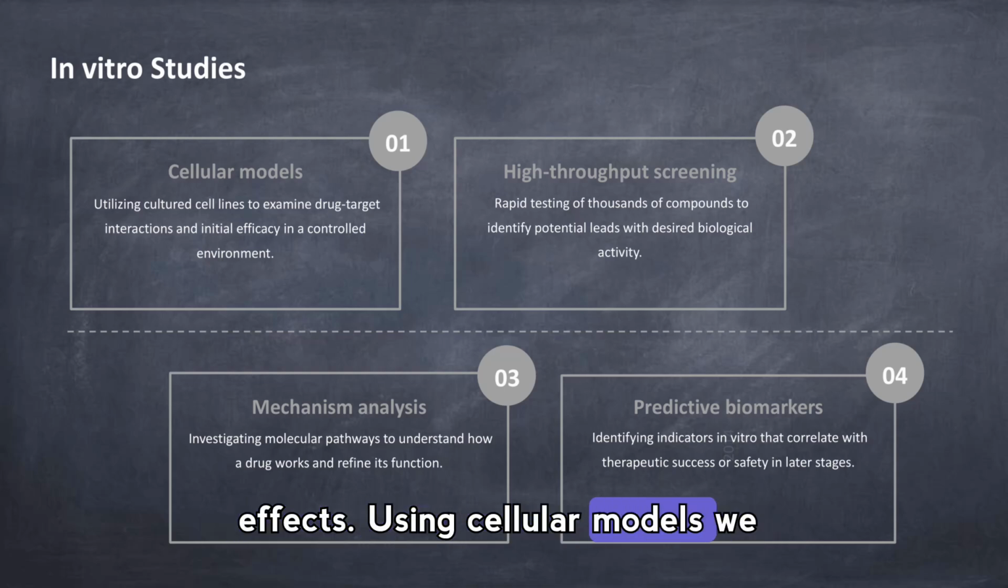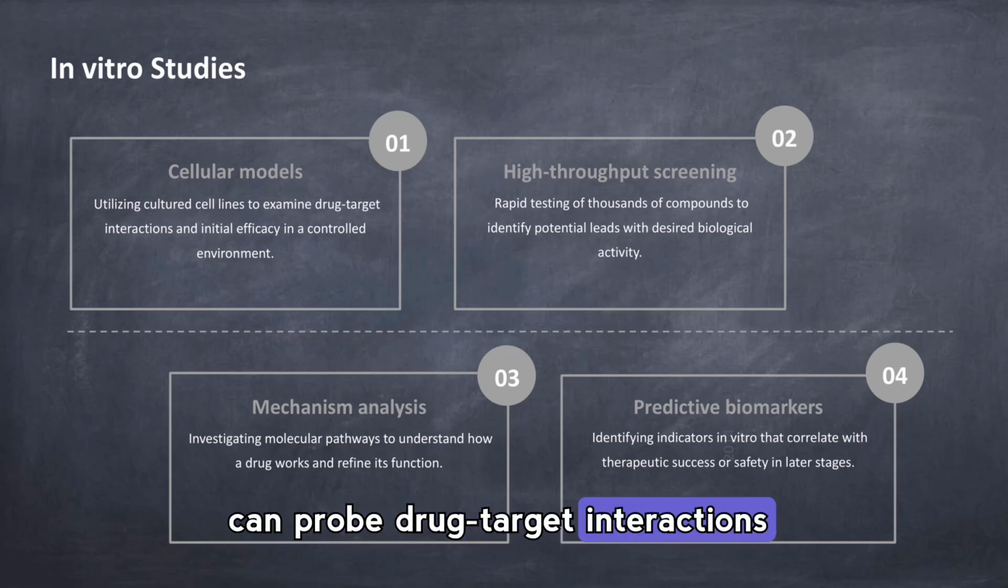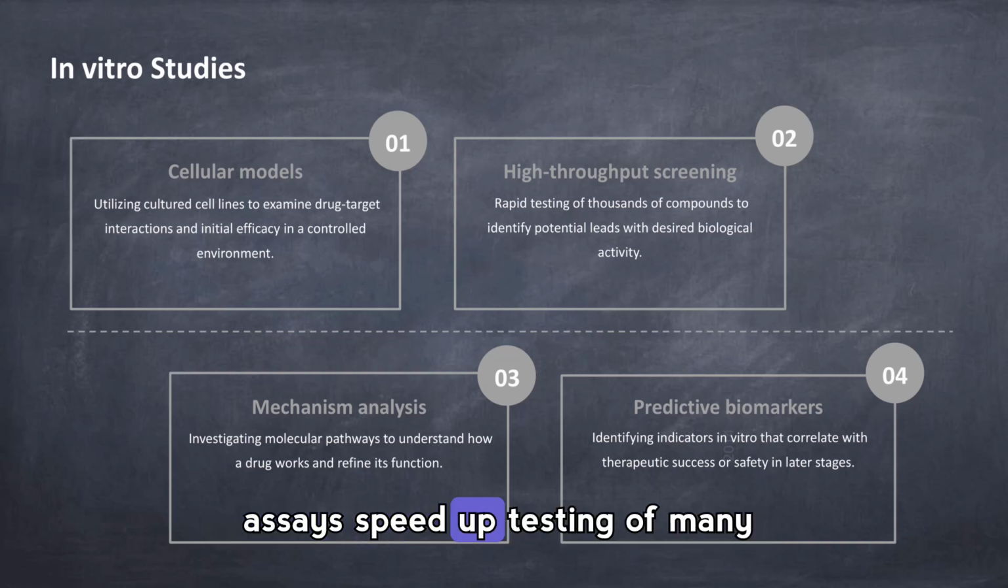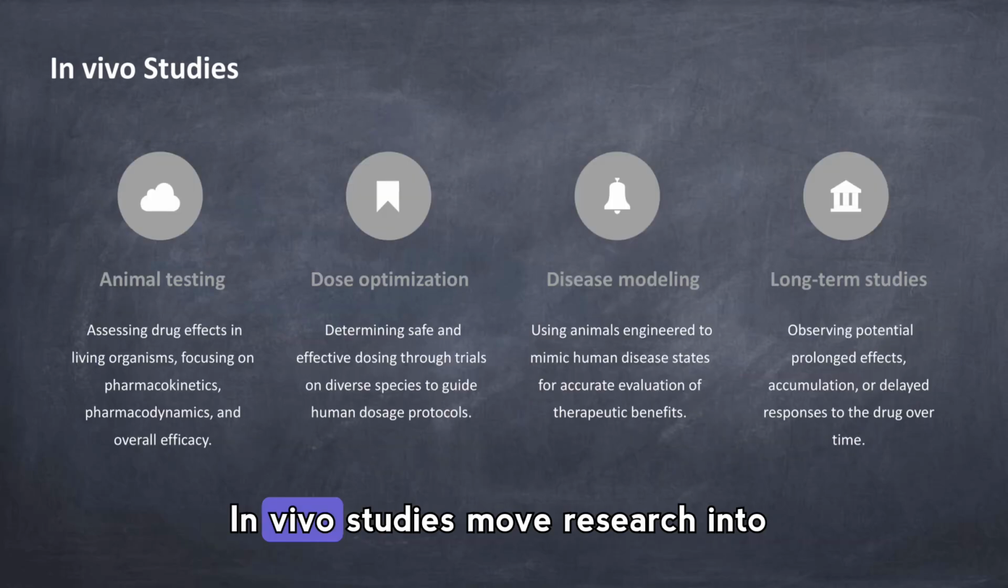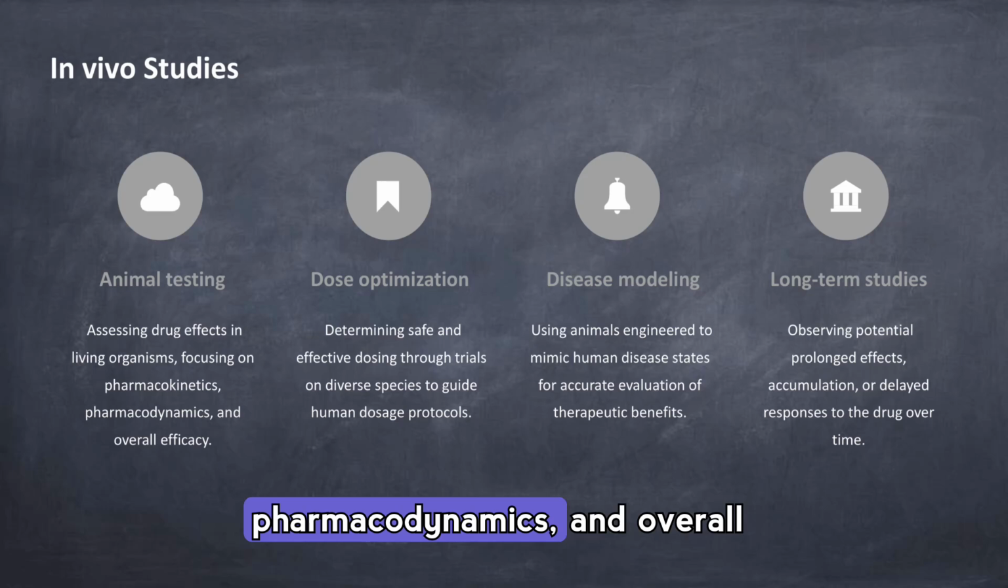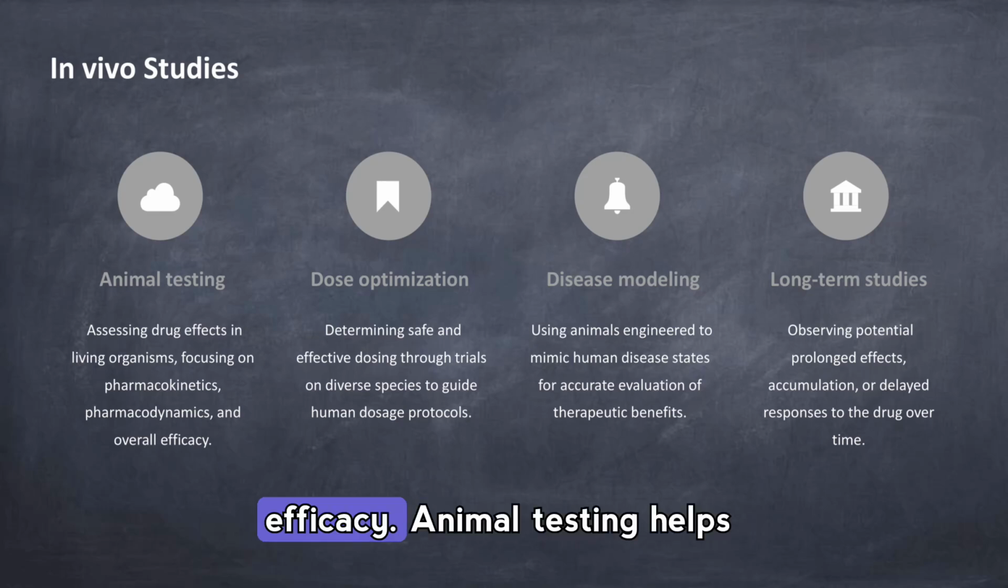Using cellular models, we can probe drug-target interactions and initial efficacy. High-throughput assays speed up testing of many candidates. Mechanism analysis reveals how a compound works at the molecular level, and predictive biomarkers help forecast later success or safety in patients. In vivo studies move research into living organisms to assess pharmacokinetics, pharmacodynamics, and overall efficacy.